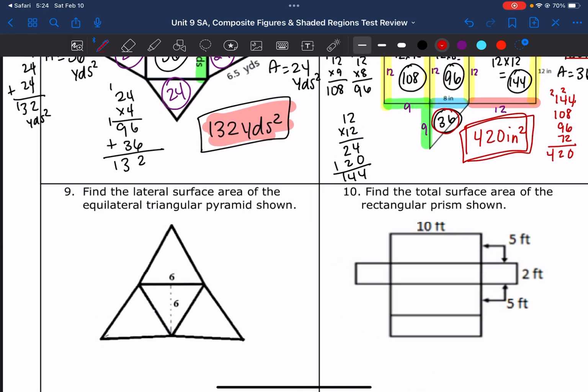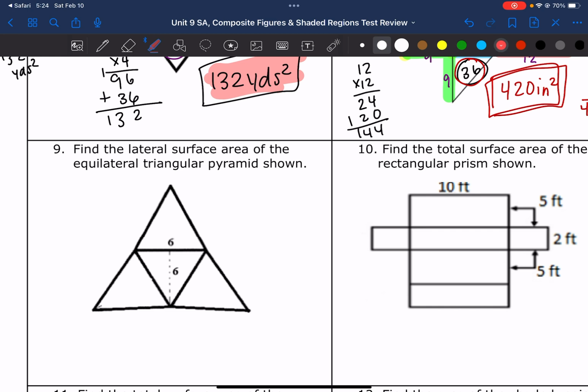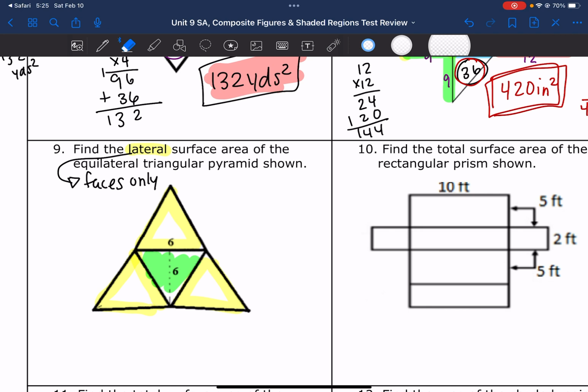All right, let's take a look at this one. This one talks about lateral surface area. It's important to take note of that, and it's also important to understand that lateral surface area is the faces only. So let's take a look at what the faces are. The faces are going to be the outside, the ones that make the pyramid part. The green that I have shaded in green, that's the base. So when we find our final answer, it's going to be everything but the base, which is in green.